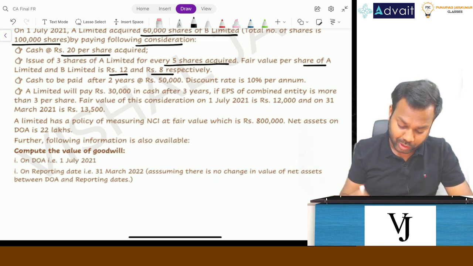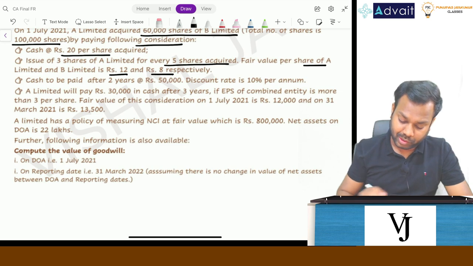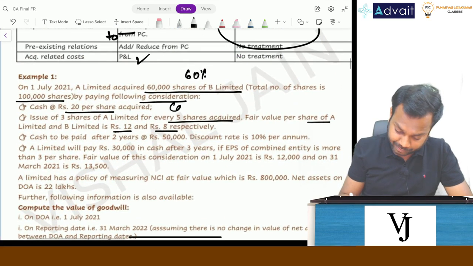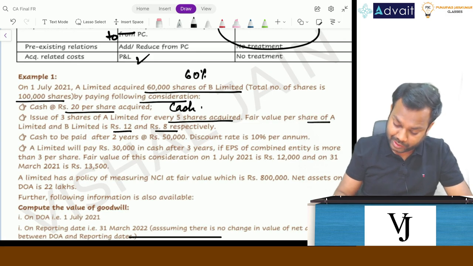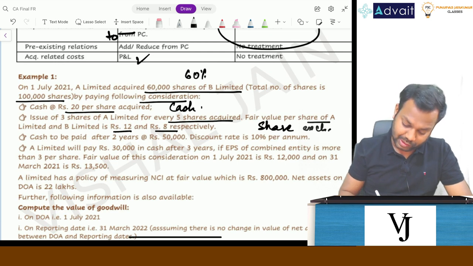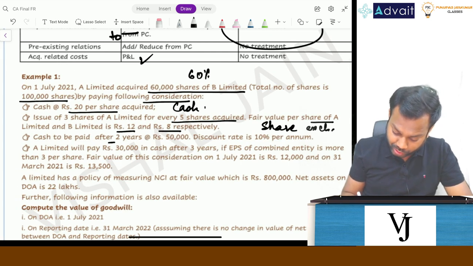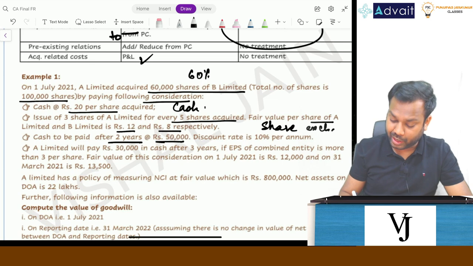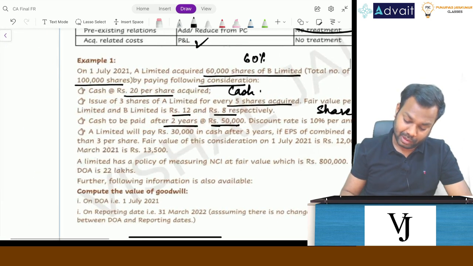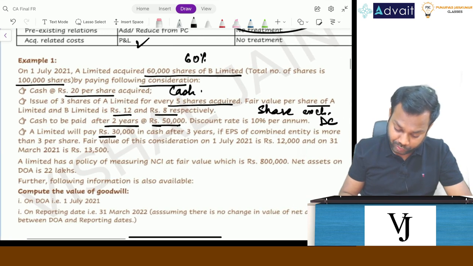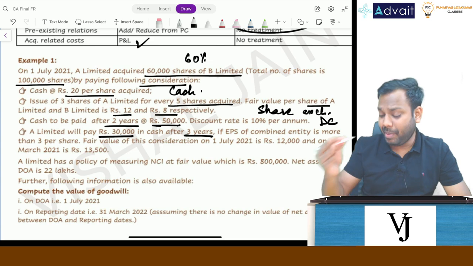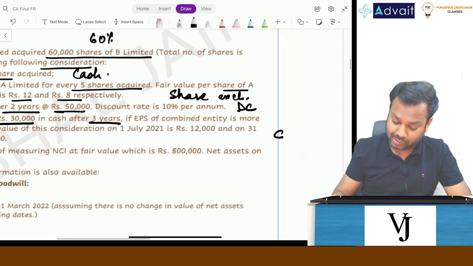Cash to be paid after 2 years is this much. A Limited has to pay this much. Let's identify. This is a cash consideration. This is a share exchange. This cash to be paid after 2 years, fixed amount, fixed period of time, and payment is also fixed. So it is a deferred consideration. We'll pay 30,000 after 3 years, fixed period, but there is a condition. So payment is not fixed. So it is contingent consideration.